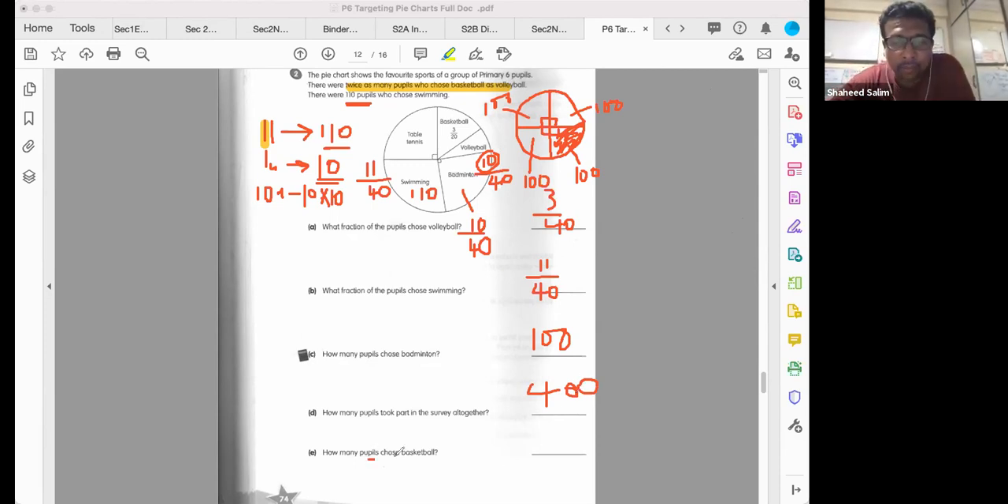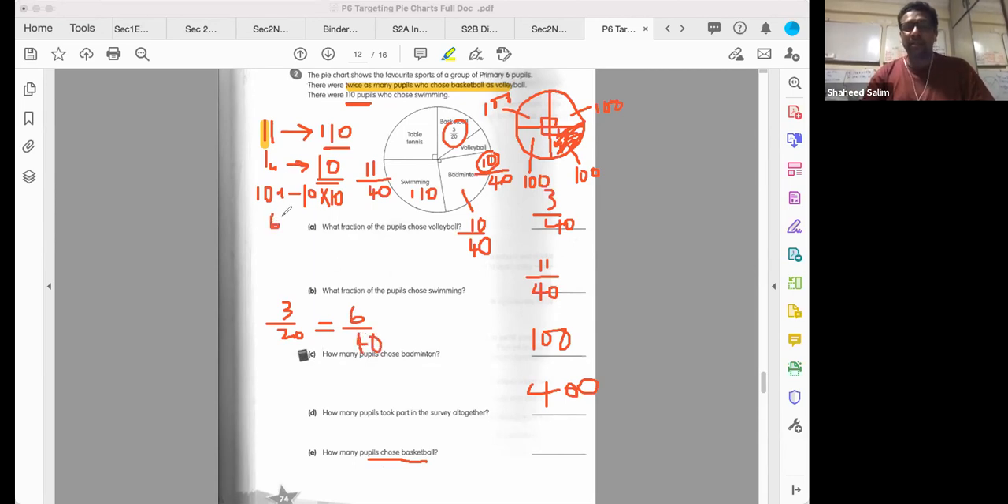So the last one. How many people chose basketball? So Zahira says 60. Basketball, yeah, 60 is correct. Because we remember 320, we changed to 40, actually times 2 is 6 over 40. So it's 6 units. 1 unit is 10, 6 units, 6 times 10, 60. Well done.